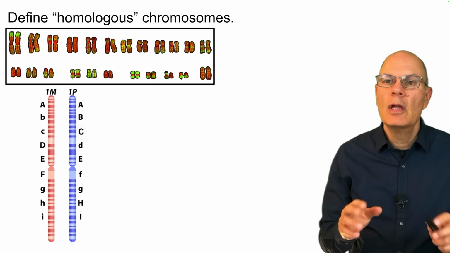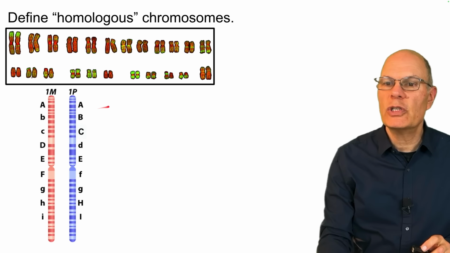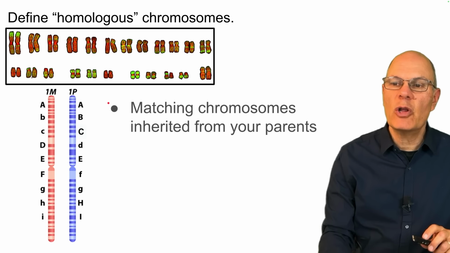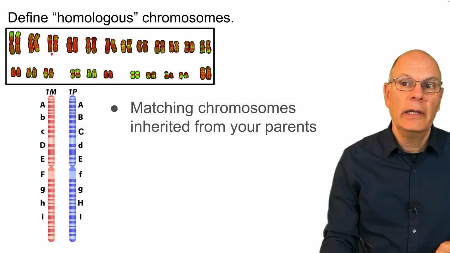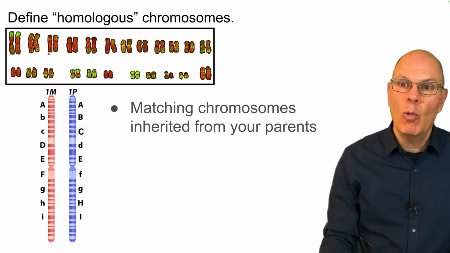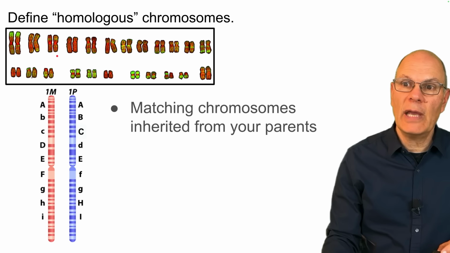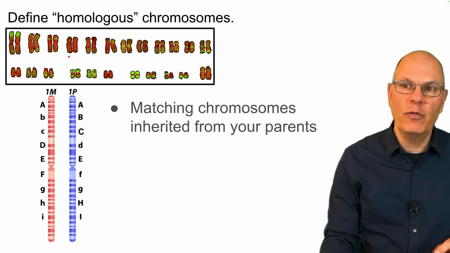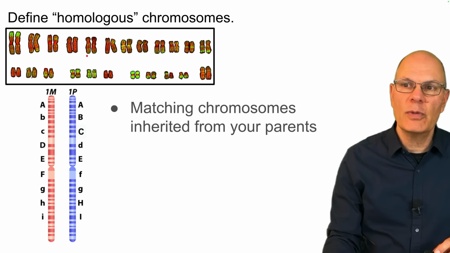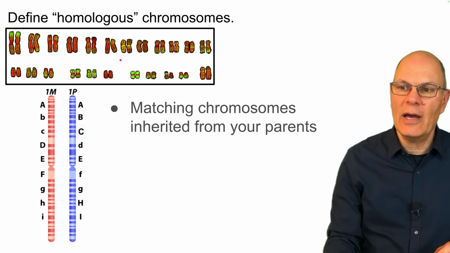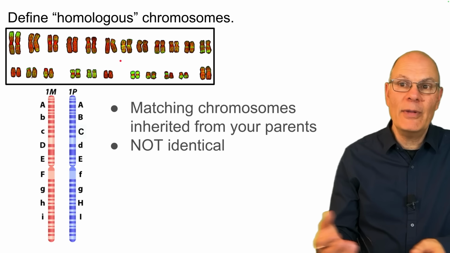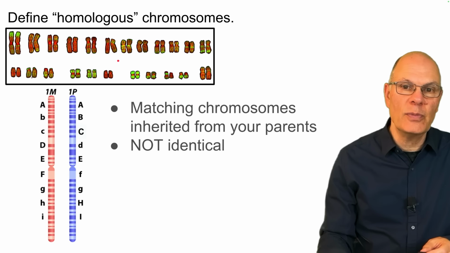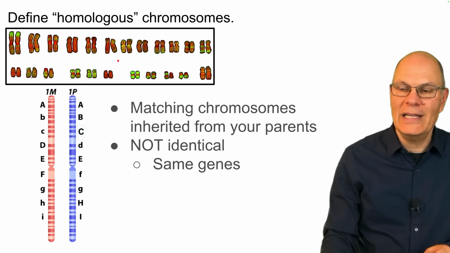Reduction division. Define homologous chromosomes. Homologous chromosomes are the matching chromosomes that you inherited from your parents. So, for example, here's chromosome 3. One of them came from your mom, one of them came from your dad. Here's chromosome 4, it's the same thing. Here's chromosome 5, all the way on down the line. They are not identical. How could they be? Your mom and dad aren't identical, so the chromosomes that they passed on to you wouldn't be identical.